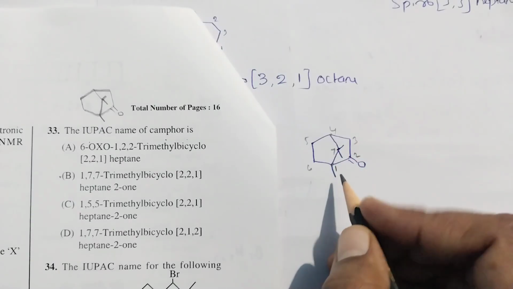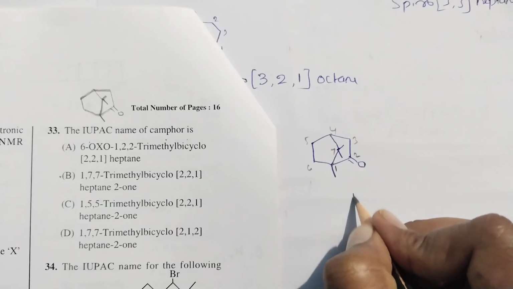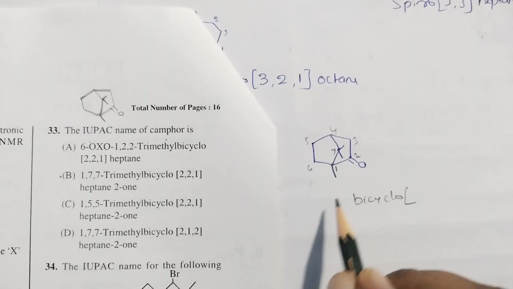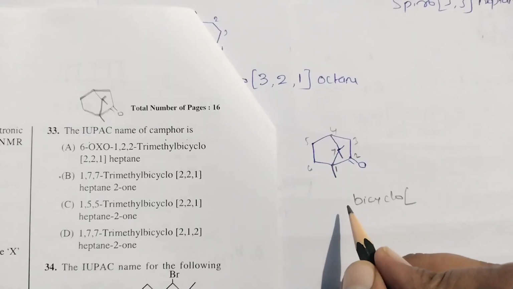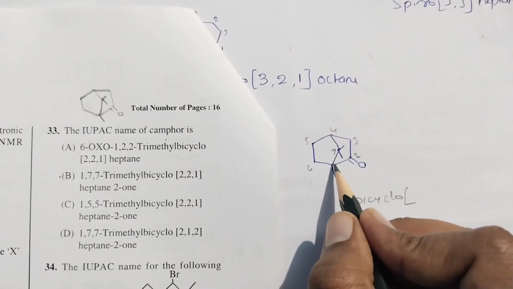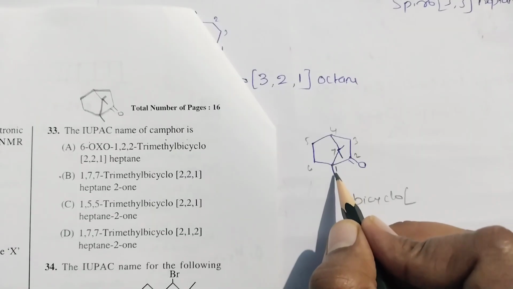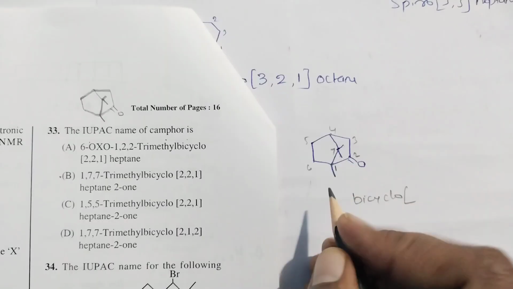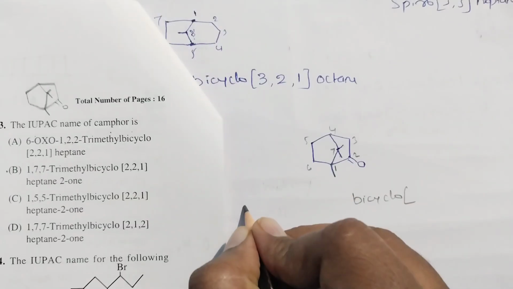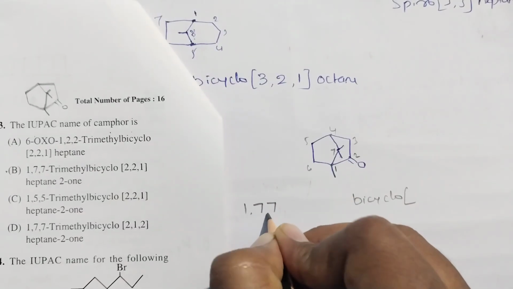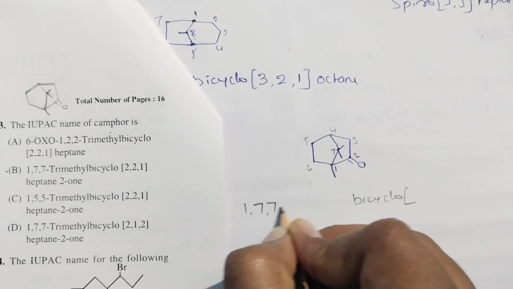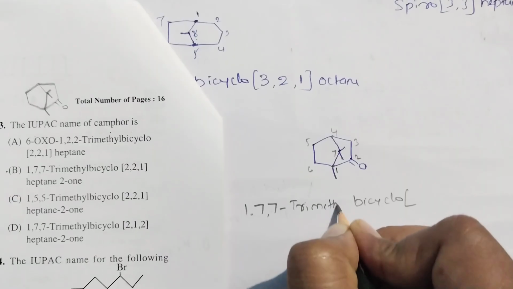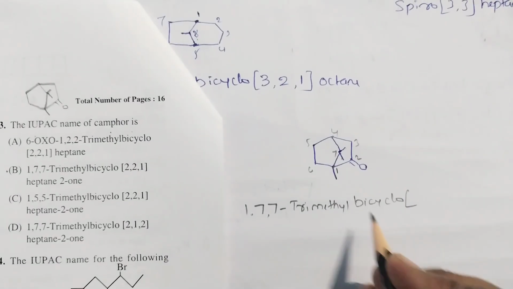Okay, then it is bicyclo. Okay, what comes as the prefix? That is the primary prefix. There is one methyl group attached at carbon number 1 and 2 methyl groups attached at carbon number 7, hence it is 1,7,7 trimethyl bicyclo.